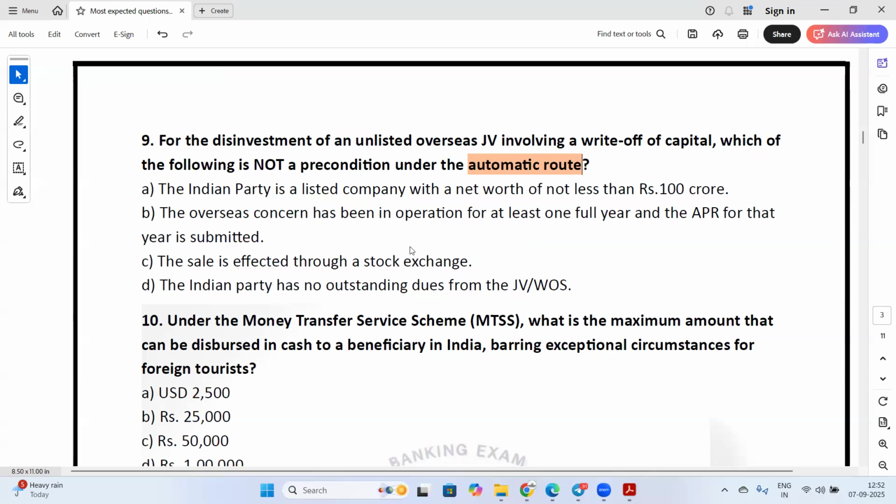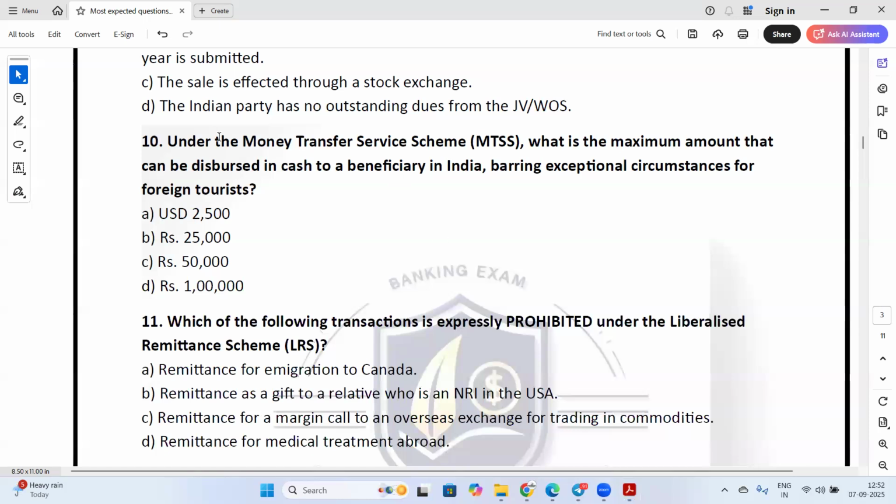Let's see the next question, question number 10. Under the money transfer service scheme, what is the maximum amount that can be disbursed in cash to a beneficiary in India, barring exceptional circumstances, for foreign tourists? The options are A, $2,500; B, 25,000 rupees; C, 50,000 rupees; D, 1 lakh rupees.